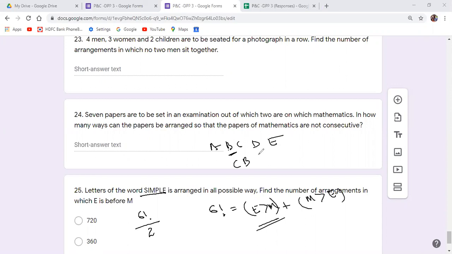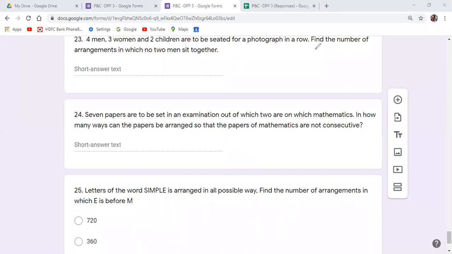Did you understand? Sir, but it says that E is before M. Only one person, that's what I'm telling. The word is S, I, M, P, L, E. Who is before? E is before M. Now you make another arrangement. Tell me, read out one arrangement. M, L, I, P, E, S, whatever it is.